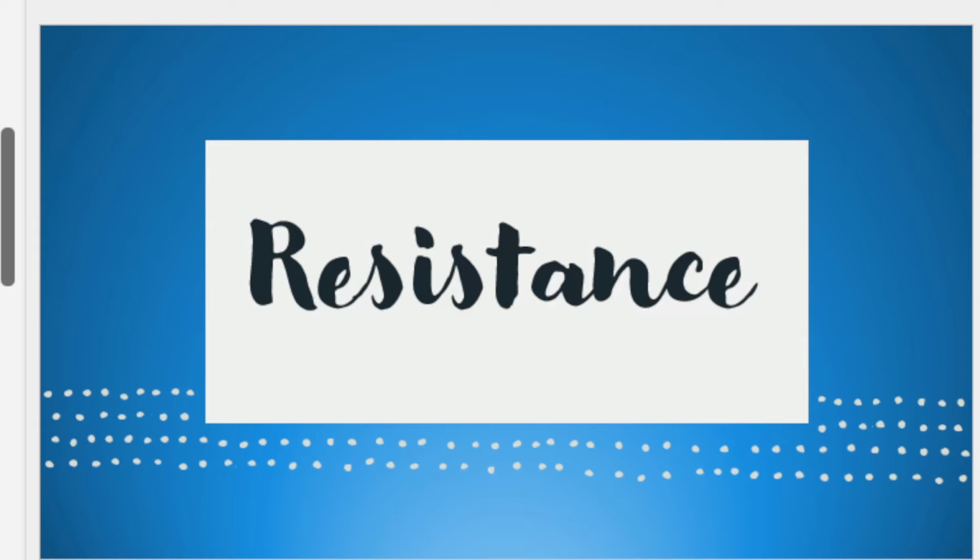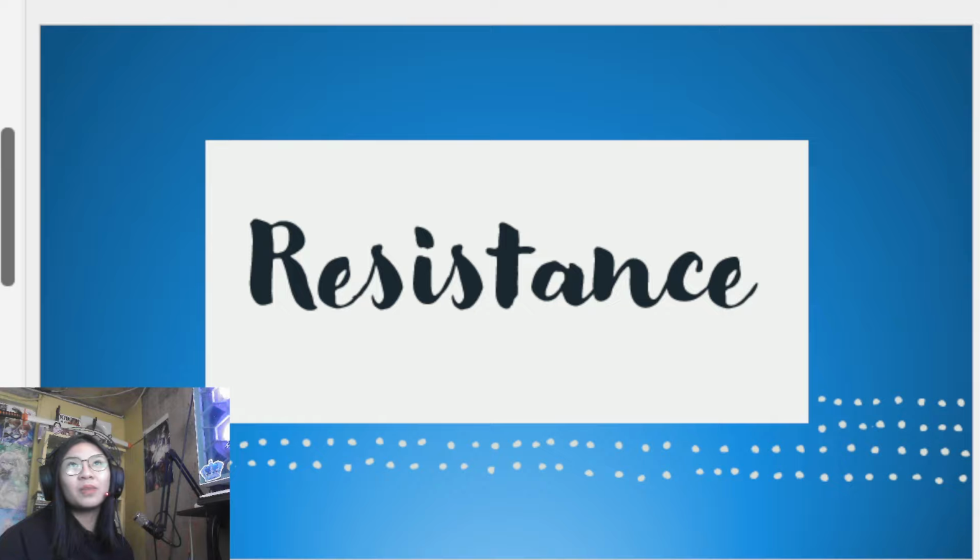Okay. Next, we have the resistance. I hope you're still with me. Okay, daghan ka ini. We have the resistance. So we have two types of resistance. We have the resistivity of your wire, or the resistance of your conducting wire, and the resistance from your resistors, which is a device that limits the current. So duha na sila kabuok.